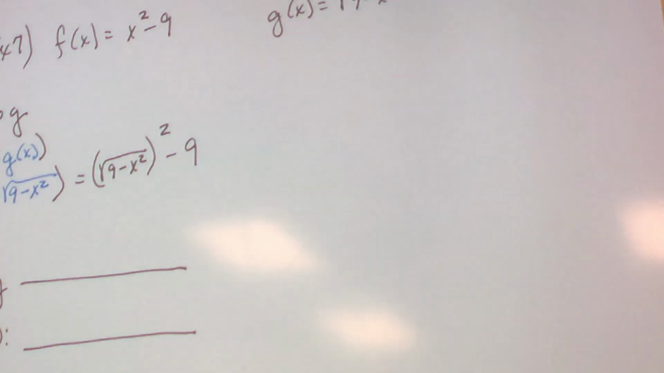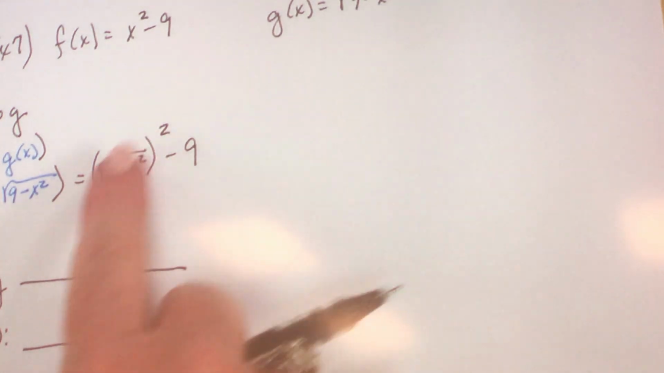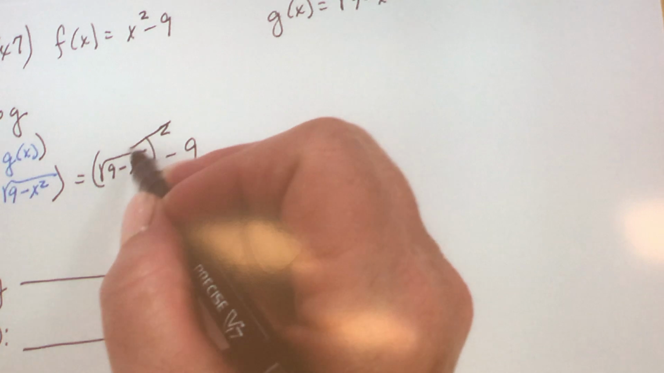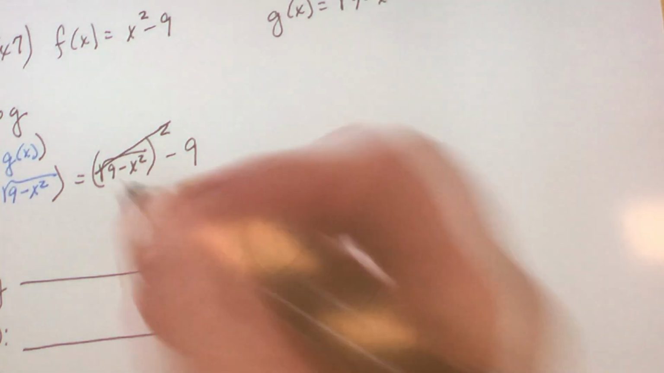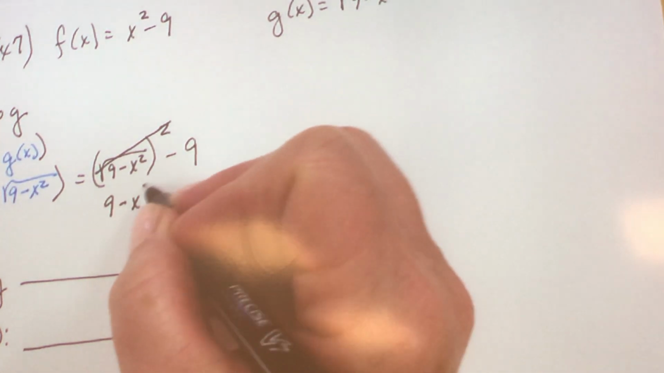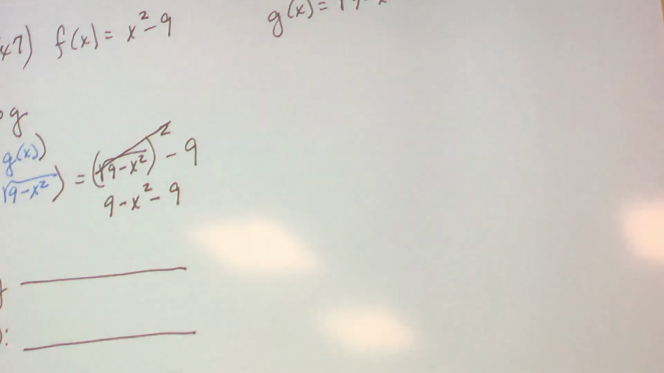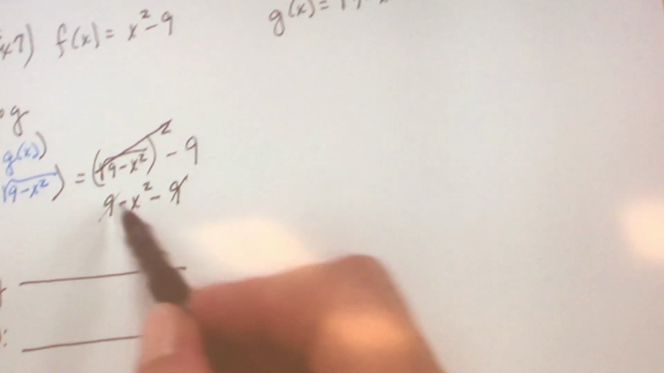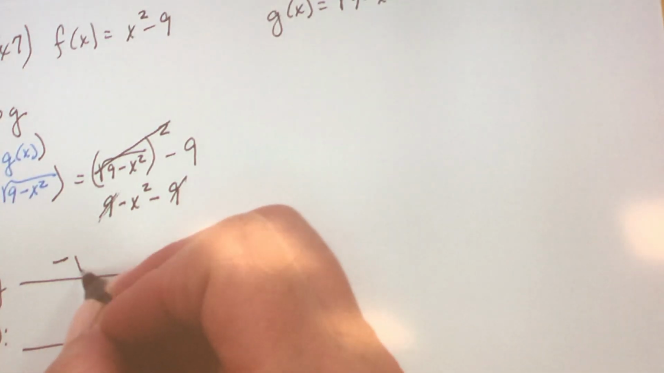You're okay with that? Mm-hmm. What does that square do to this? Cancels out the... That's all it does, guys. Squares and square roots are opposite, so it just makes that go away. I'm left with negative x squared.